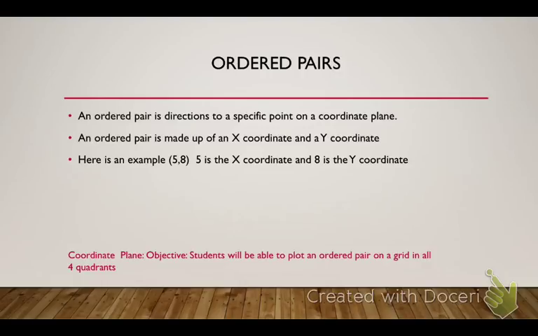An ordered pair is directions to a specific point on a coordinate plane, and it's made up of the x coordinate and the y coordinate. Just like the ending of the alphabet, it's x, y, z. As we look at an ordered pair there, (5, 8) in parentheses, the 5 is the x coordinate, and the 8 is the y coordinate.